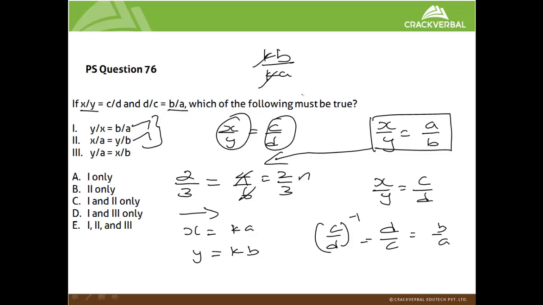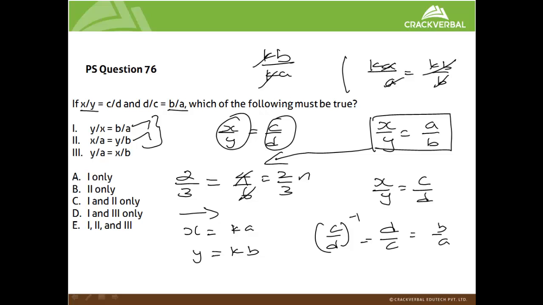What about statement 2? If you look at it, x can be written as k times a divided by a, and y can be written as k times b divided by b. So in that case, both will be equal. k is equal to k, right? Both the constants are the same here. So both these ratios, k times a by a and k times b by b, will always have the same ratio.